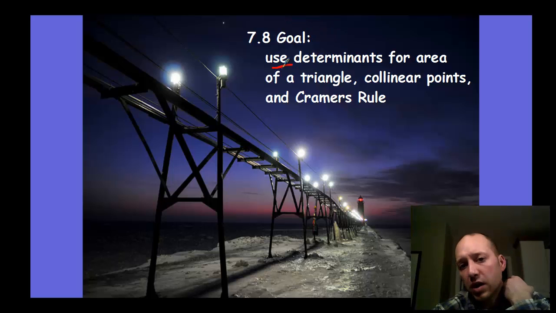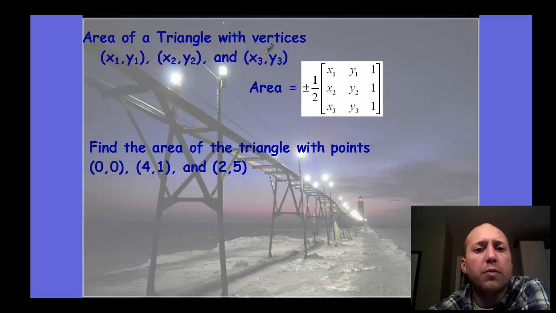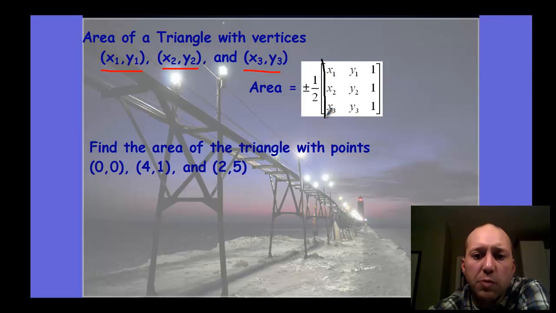7-8 is using the determinant to find the area of triangles, to look at collinear points, and then Cramer's rule, which is what we use to actually solve systems. Here's the area of a triangle with vertices. If you're given vertices x1, y1, x2, y2, x3, y3, these are the 3 points of your triangle. The area can be found if you find the determinant of this matrix.